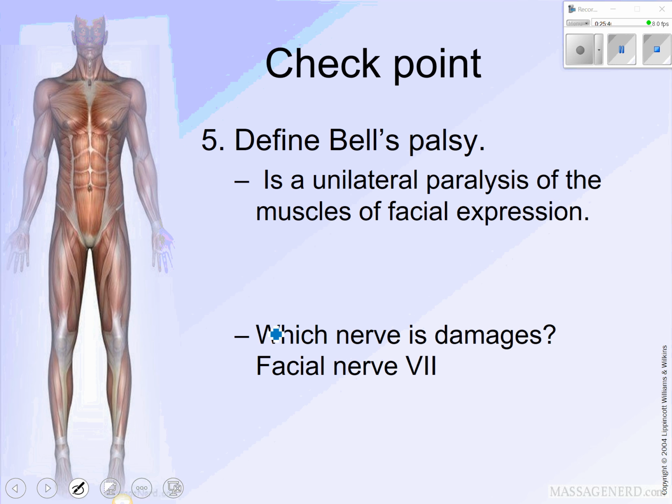Bell's palsy is a unilateral paralysis of the muscles of facial expression. So the person has the inability to control facial muscles on the affected side. The facial nerve 7 is what is damaged. But they say there's no specific cause that can be identified with Bell's palsy. It is thought that maybe it's a reaction to an inflammatory condition that leads to swelling of that facial nerve. It usually gets better on its own over time.